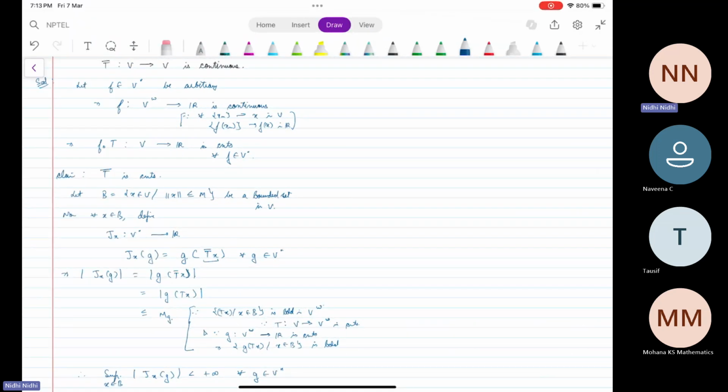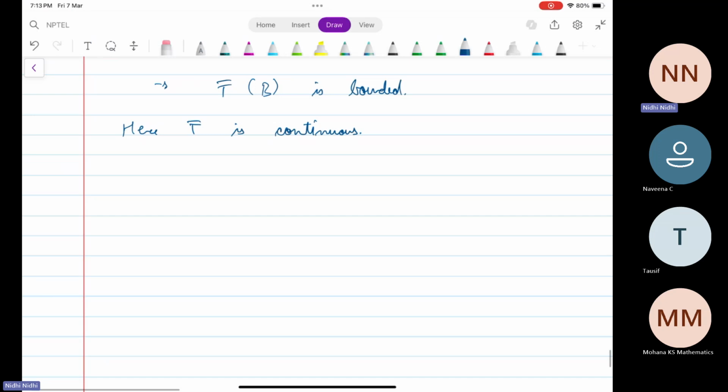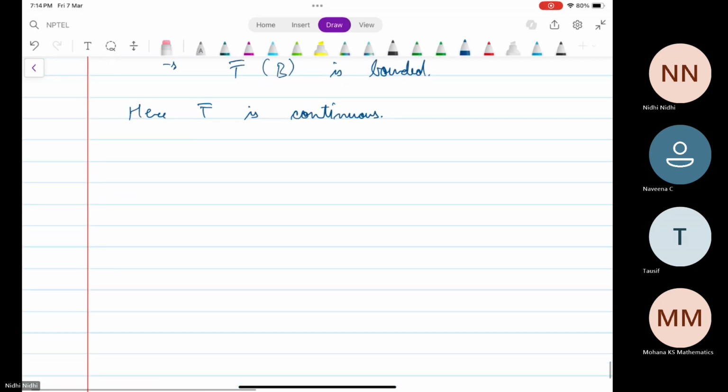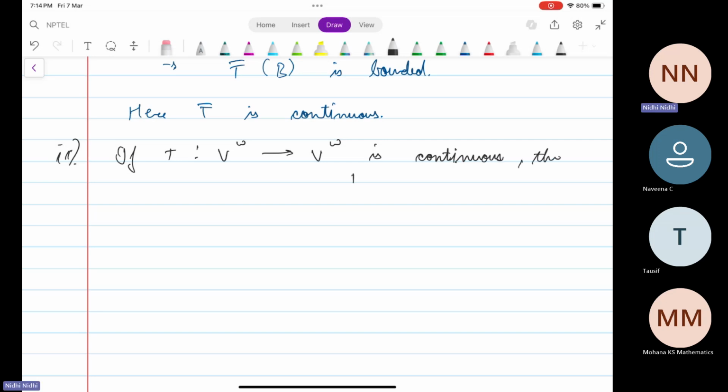Then let's move to the next part. If T from V weak to V weak is continuous, then T bar from V to V is continuous, where T bar is just T. The only difference is the topology.